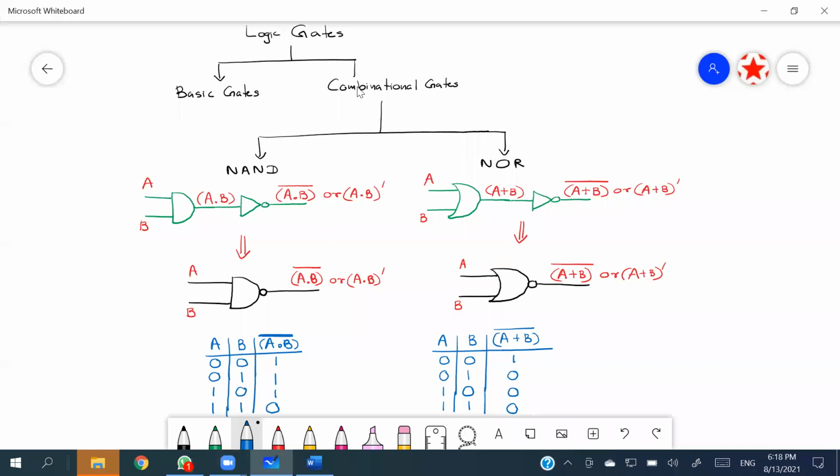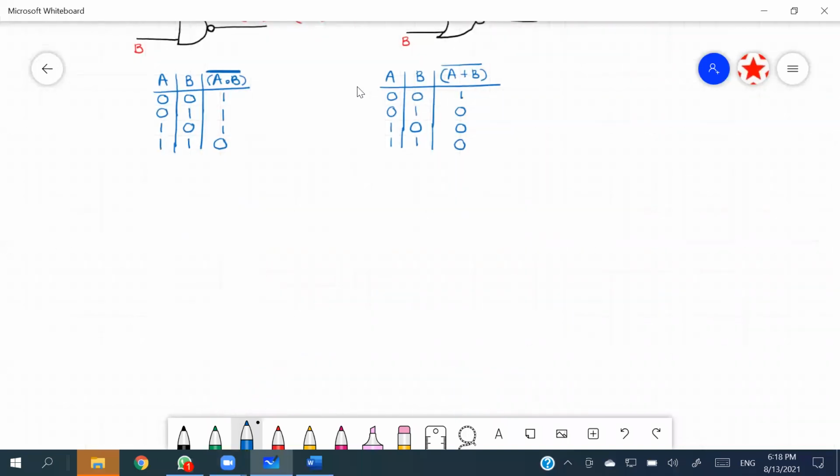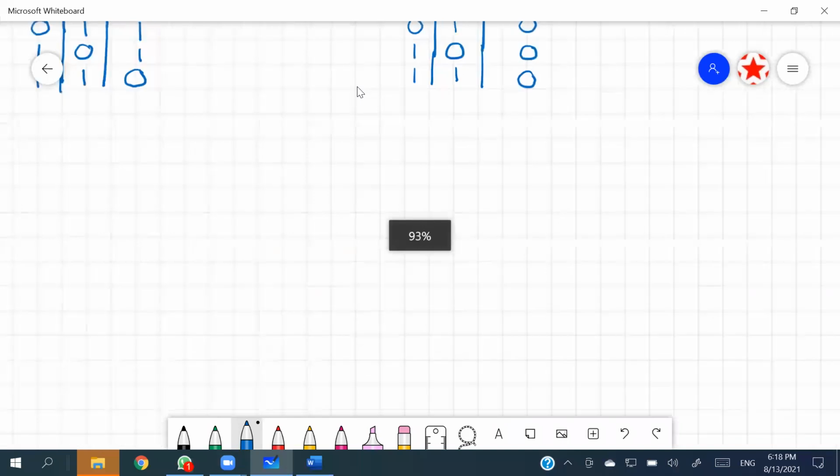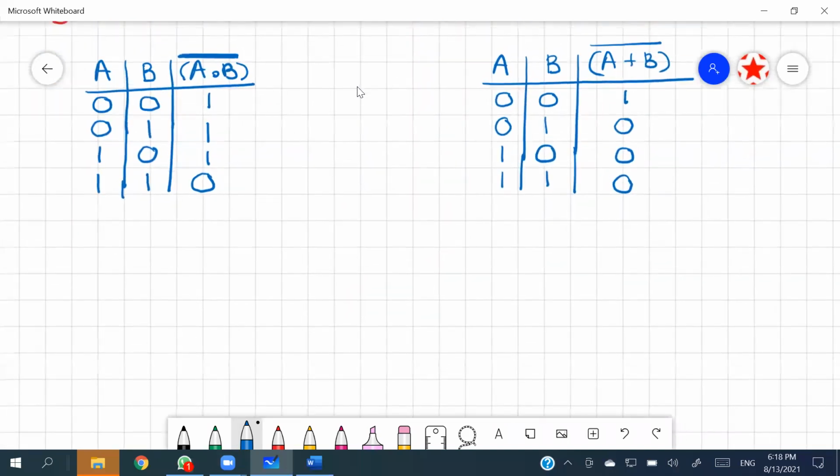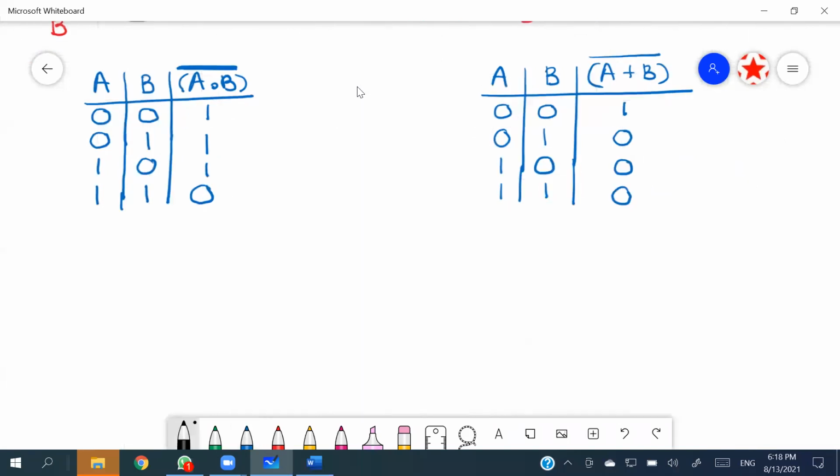So let's have that heading. You can have that heading like this: Derive the output from a given logic circuit.